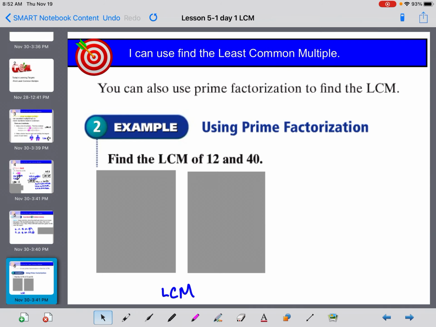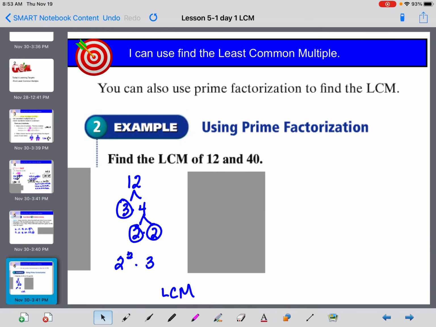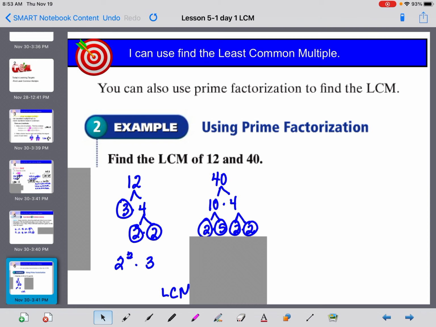Let's try the second strategy of using prime factorization to find the least common multiple. The first thing you need to do is make a factor tree of both 12 and 40. 12 is 3 times 4, 4 is 2 times 2, so the prime factorization is 2 squared times 3. To make a factor tree of 40, I wrote down 10 times 4, and then I broke those down into 2 times 5 and 2 times 2. Prime factorization is 2 to the third times 5.